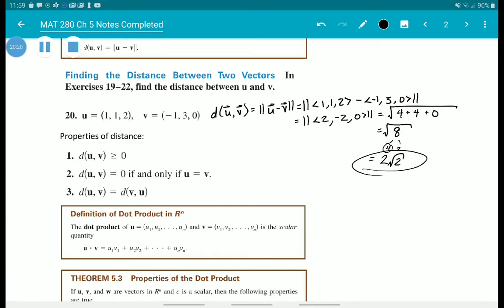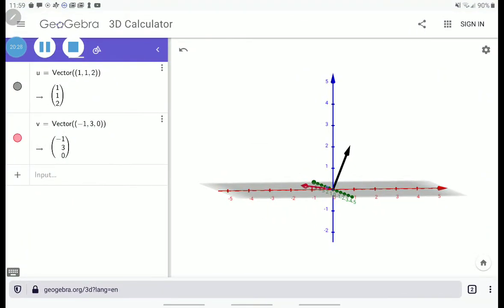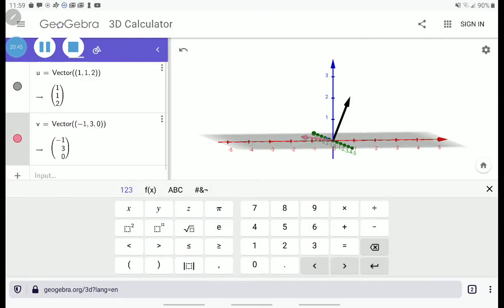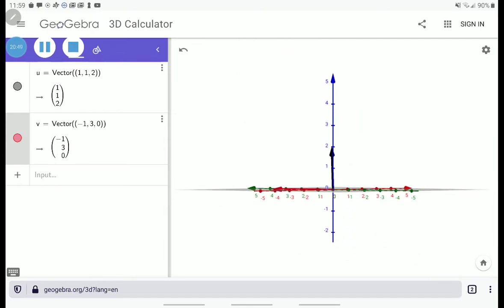So if we were to look at what's going on in GeoGebra again, we can graph both of these vectors in 3 dimensions. So I've gone back to GeoGebra. The first vector was 1, 1, 2. The second vector was negative 1, 3, 0. I'm using that vector feature again. Make sure you have that double parentheses there, so that it knows that the ordered pair you're looking at for the endpoint for vector v is negative 1, 3, 0. So in space, there's my 2 vectors.